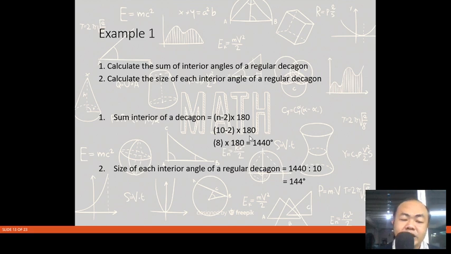Example 2. Calculate the size of each interior angle of a regular decagon. A decagon has 10 sides, so after you got the sum of interior angles, 1440, you need to divide it by 10. Each angle has 144 degrees. Okay.